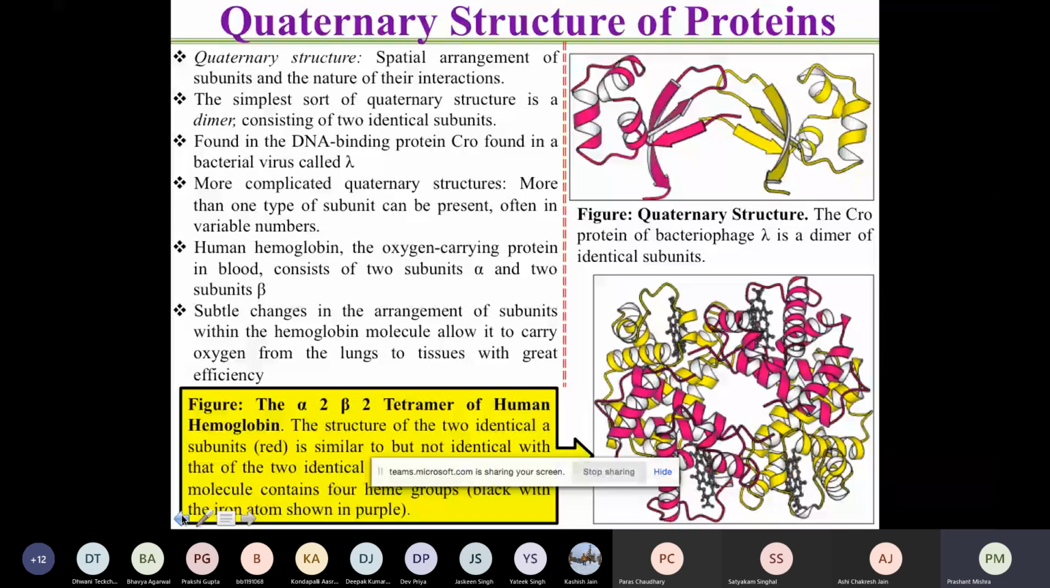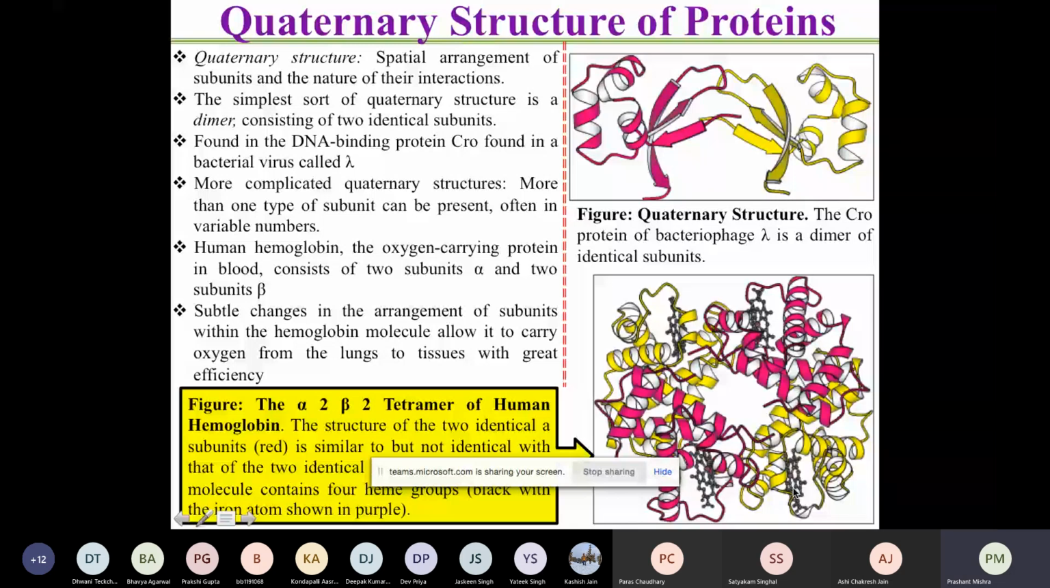The structure of two identical alpha subunits is given in red. So on the right hand side, if you see, there is a reddish structure on the top and the bottom. You can see one of them is one alpha subunit, another one is another alpha subunit. These two alpha subunits will be similar. Then you see two of them in yellow color, and they have a similar structure. So they are the beta subunits. Other than that, you are looking at the blackish structure. This black structure refers to the heme.